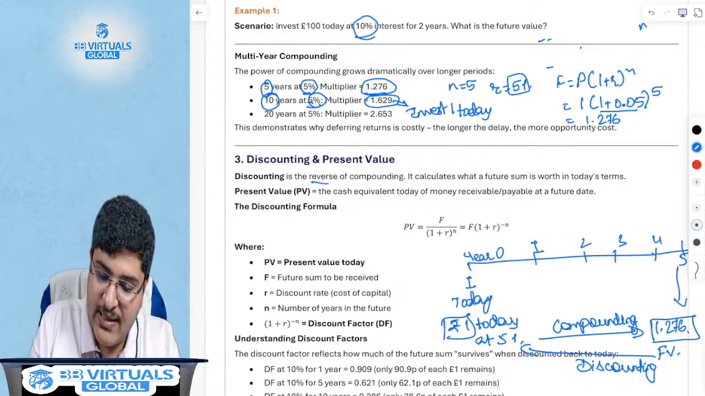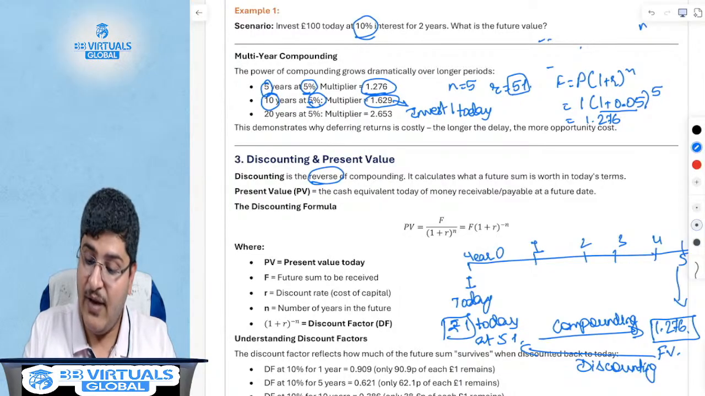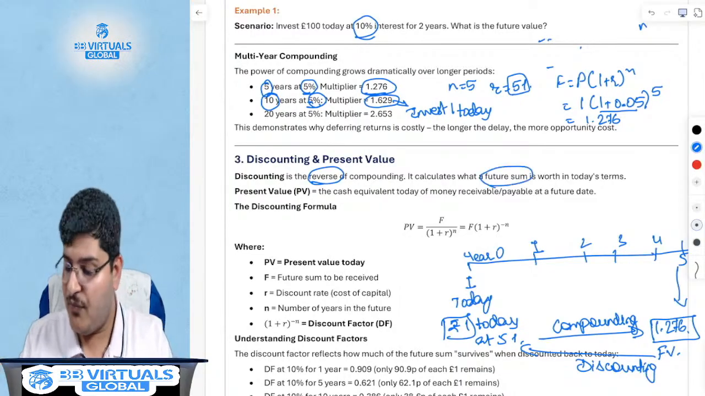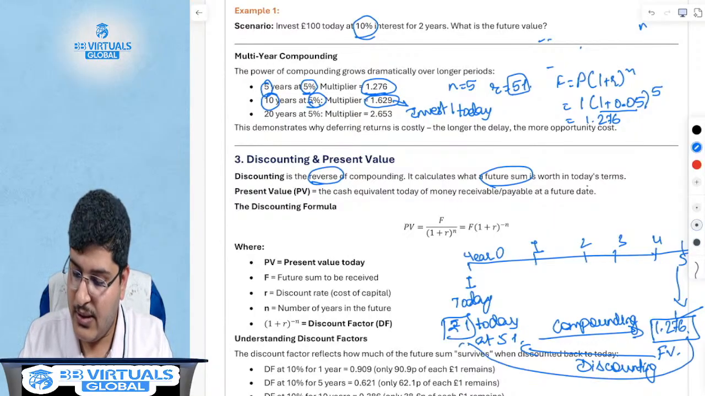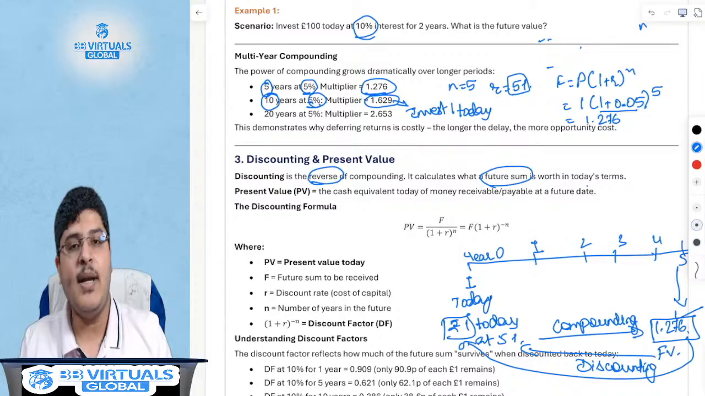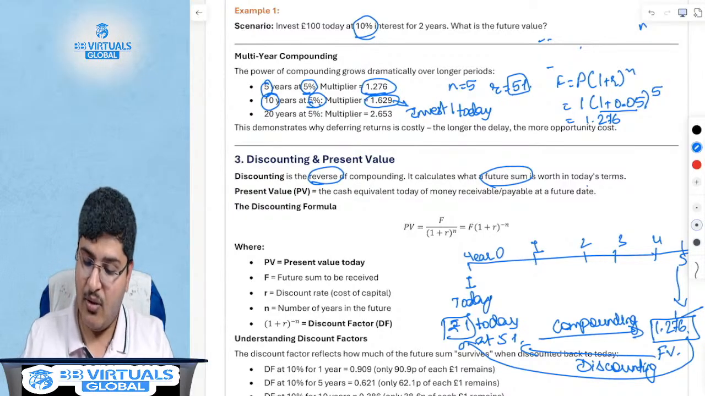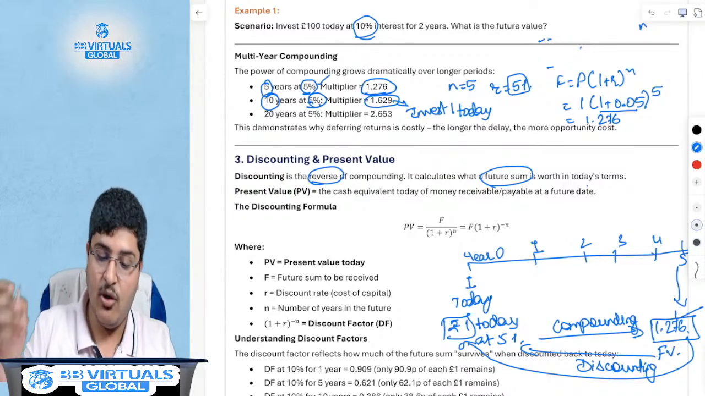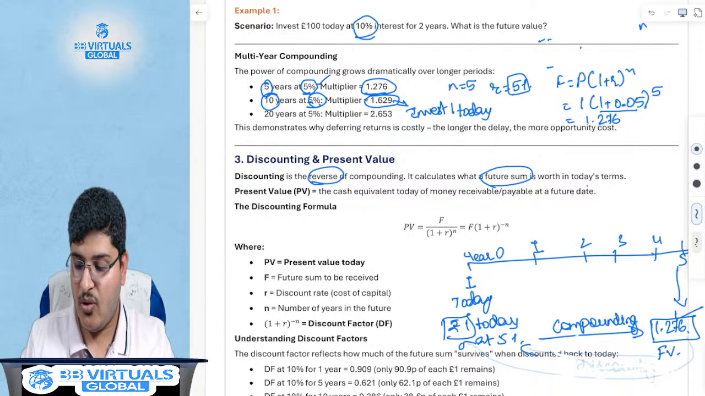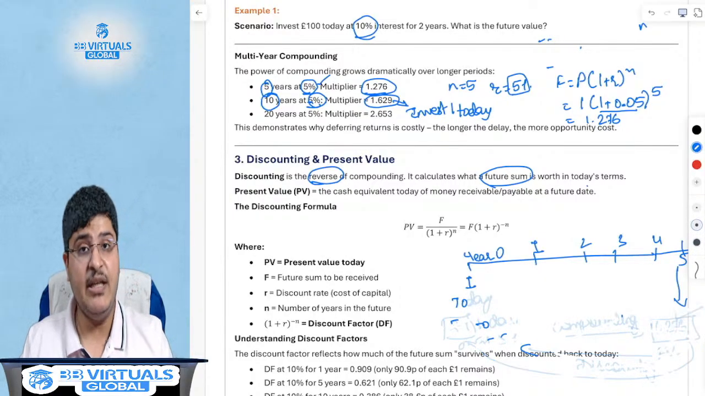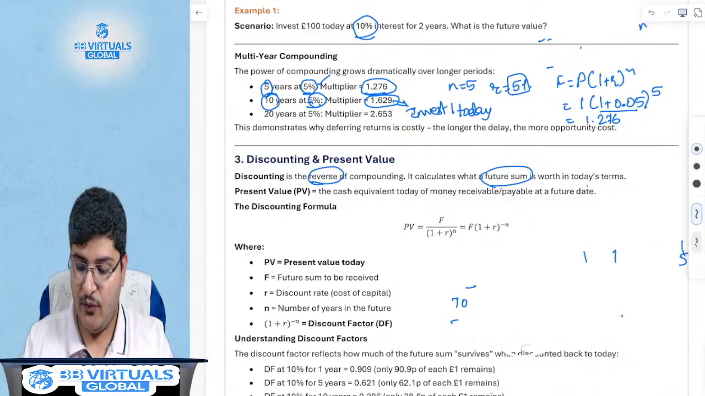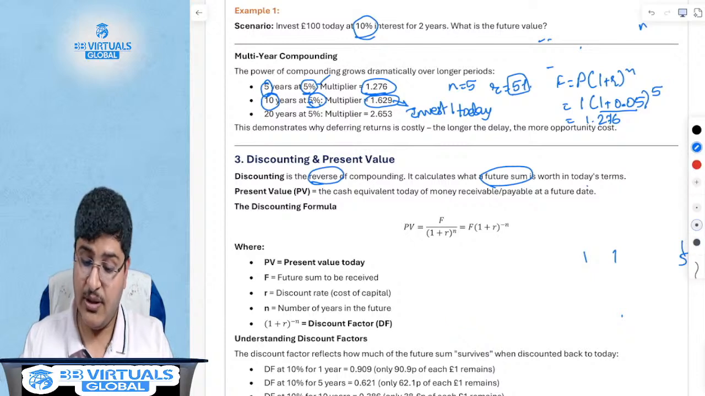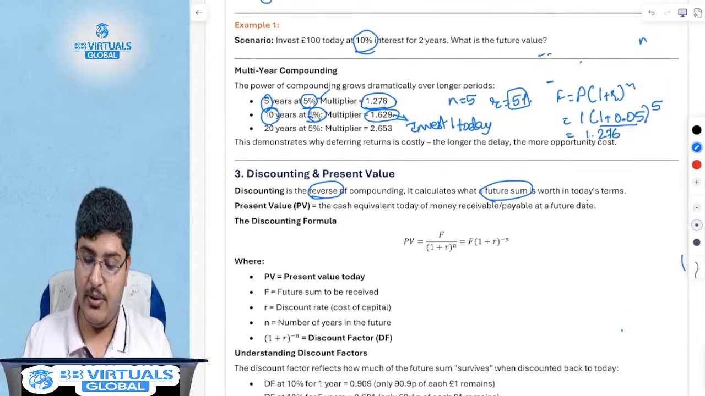So discounting is nothing but the reverse of compounding, where it calculates what the future sum, 1.276, is worth in today's terms. It is worth a rupee 1 in today's terms if you discount using 5%, which is your discounting rate, which is also called the cost of capital, which we will study in the future chapters. What is cost of capital? How is it calculated? We will be studying that in future chapters. And it is also called rate of return.